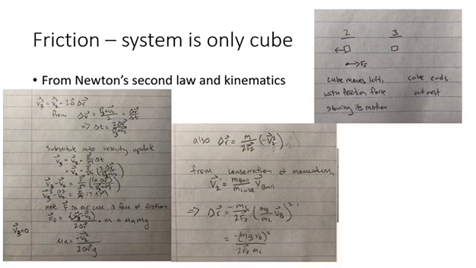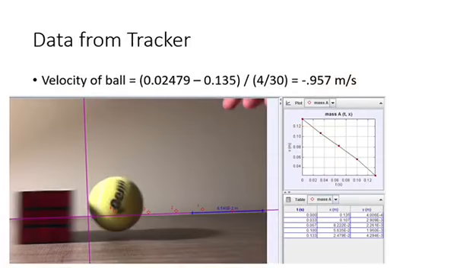Using the velocity update and kinematics formulas derived from Newton's second law, we can calculate the friction force using the cube's initial velocity and total displacement as measured in Tracker. From Tracker, we can get the position data of the tennis ball and cube and calculate our tennis ball velocity and cube displacement like so.